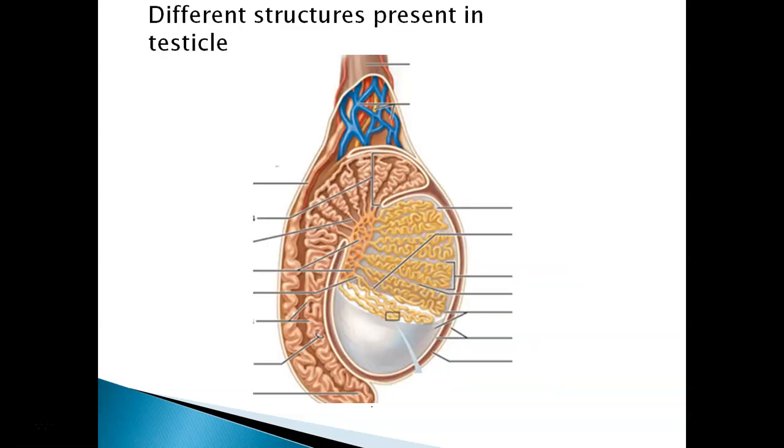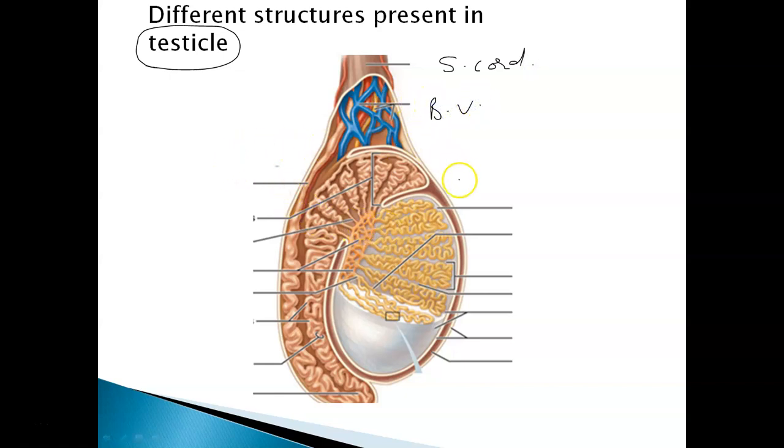Different structures are present in the testicle. Now this is a new term for you, testicle. How will we define this testicle? First we label all the parts and then I'll tell you what constitutes the testicle. This structure we have already done, that is the spermatic cord. No need to explain. Here are the blood vessels, you all know.